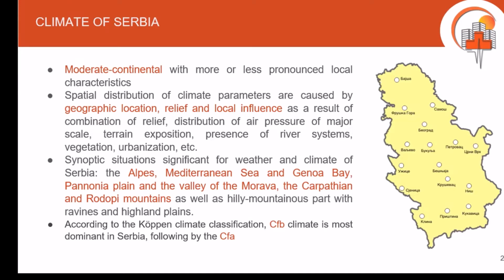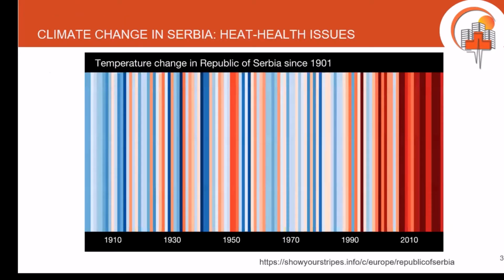the Alps, Mediterranean Sea, Pannonian Plain, the Valley of Morava, and Carpathian and Rhodope Mountains. According to the Köppen climate classification, the most widely distributed climate is Cfb, so it's continental with moderately humid climate, and it also has some other variations, but Cfb is the most dominant. You can see the map here. It is in Serbian because it is downloaded from the Republic Hydrometeorological Service, and it shows some of the stations that are used for measuring climate data.